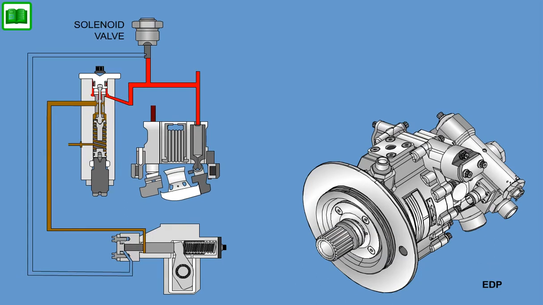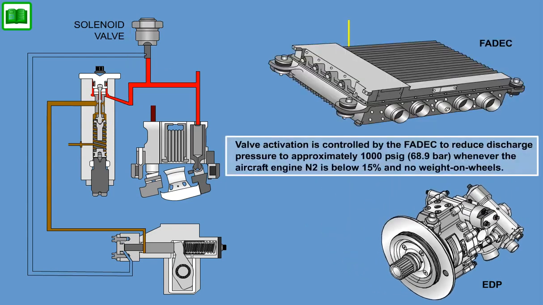The EDP incorporates a two-position, three-way solenoid valve to reduce the discharge pressure and input torque required during engine windmill relights. Valve activation is controlled by the FADEC to reduce discharge pressure to approximately 1000 psig (68.9 bar) whenever the aircraft engine N2 is below 15% and no weight on wheels.